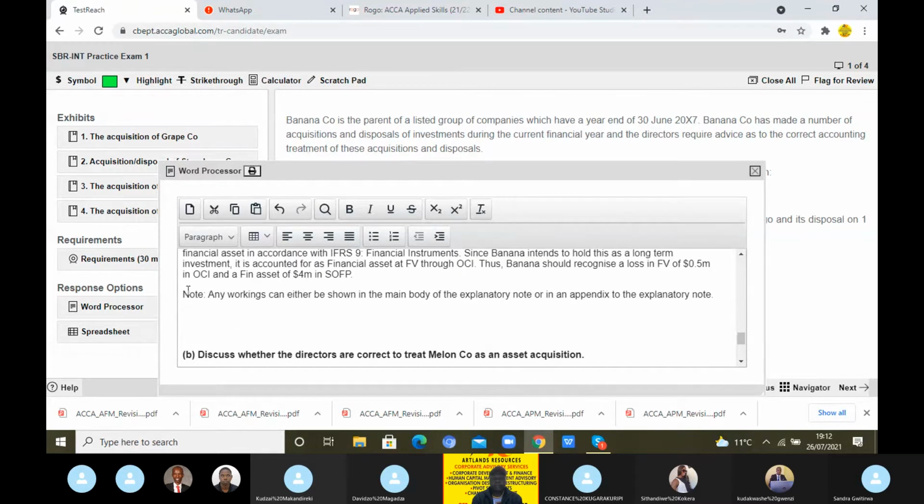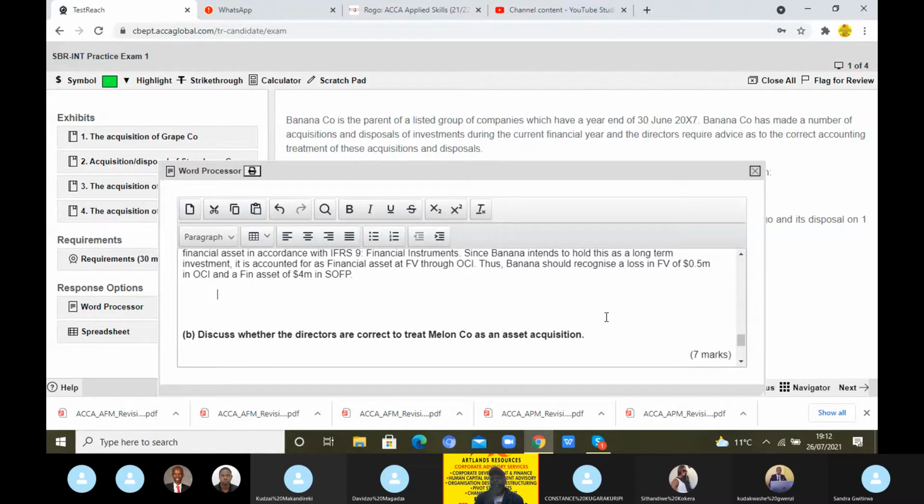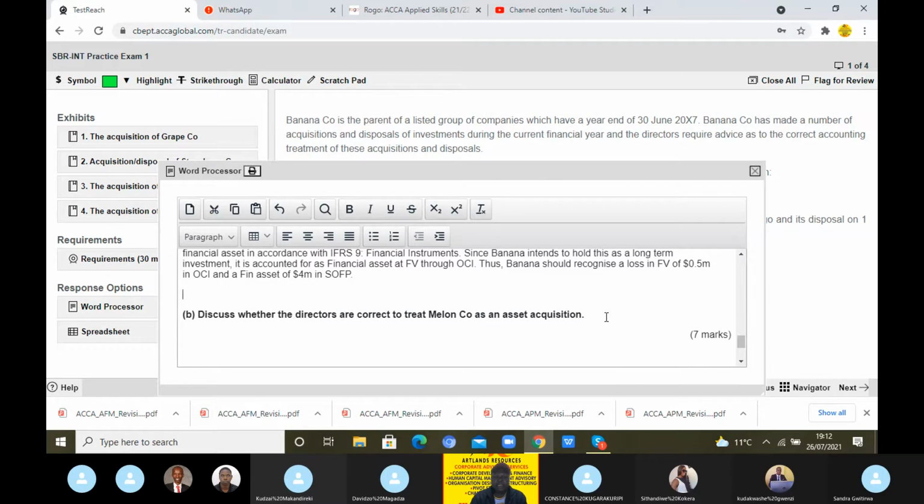So this statement was part of the question. You delete this part. Are you not seeing I saved myself quite a lot of time because I copied the questions and brought them to the front so that I'm no longer visiting the requirements all the time. So notice this is a 7-mark question. It says, discuss whether directors are correct to treat Melon as an asset acquisition. So let us come to Melon. So I can close the exhibit which was talking about strawberry.